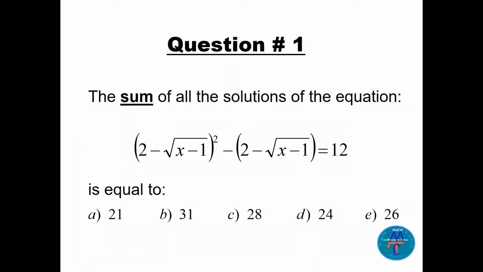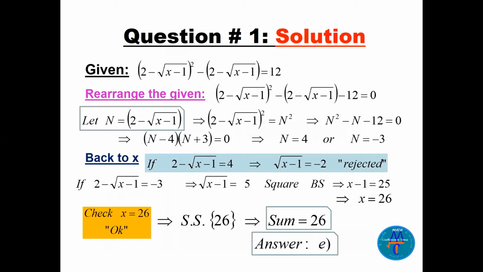We need the sum of all the solutions of this equation. I think you have tried this, and we have a multiple choice, A, B, C, D, E. Let's see. This equation, we have to rearrange it, and then it is quadratic in form. So bring the 12 to the other side, it becomes minus 12. Let n, don't expand here, please, you make it a little more complicated. Let n be 2 minus square root of x minus 1.